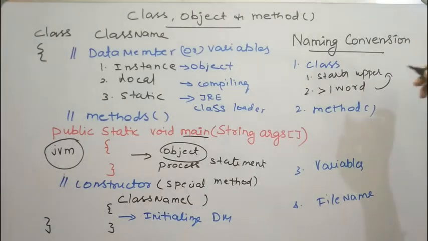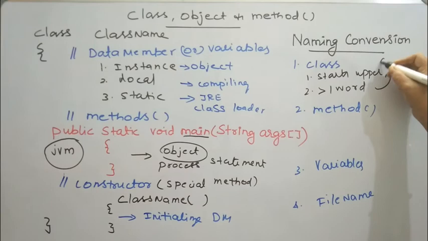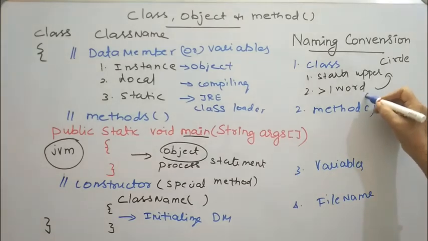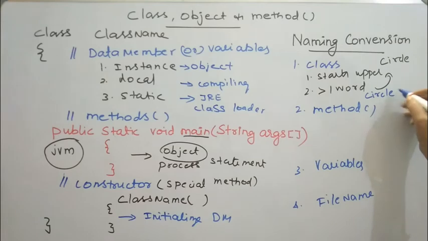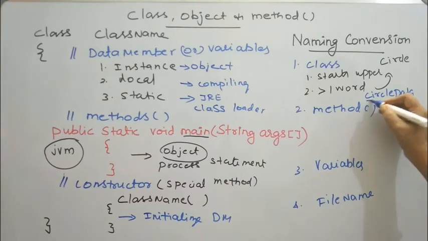For example, if my class name is circle, I may write it like this. If the class name is circle data, circle data is two words. The first word starts with the letter C, so it is capitalized. The second word is data, so in the second word, the first letter is capitalized.